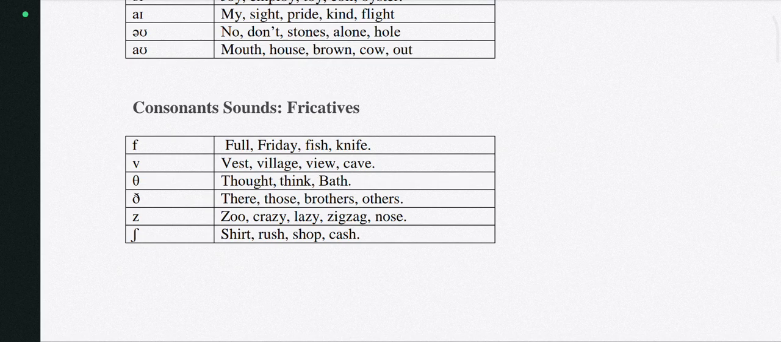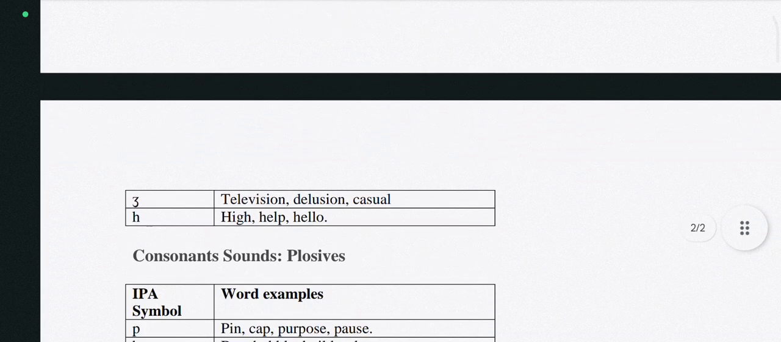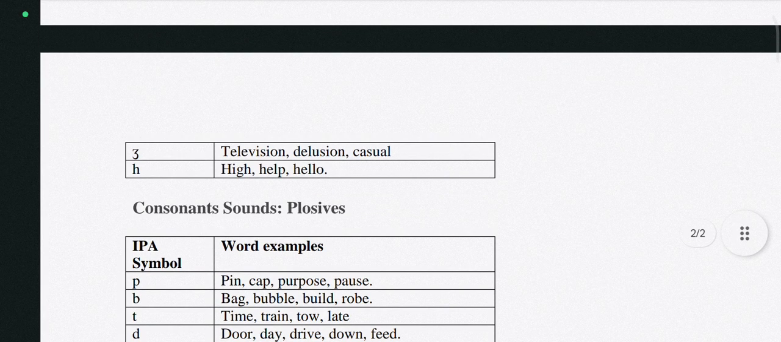Then the next sound is z. Okay, zoo, crazy, lazy, zigzag, nose. Then you have sh. Shirt, rush, shop, cash. Okay, so these are the fricatives f, v, th, the, z and sh. Okay, then you have j and h. J as in television, delusion, casual. Okay, and h sound. H as in hi, help, hello.